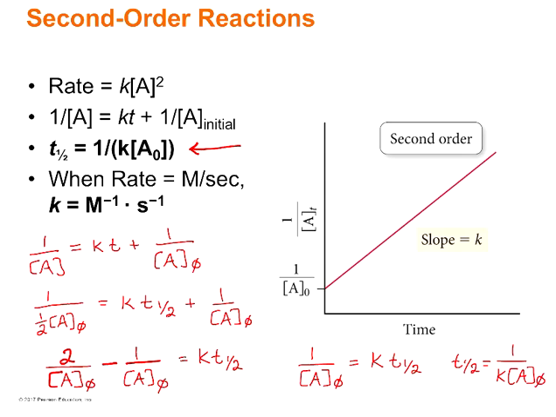Now, you'll also notice from the integrated rate law that it is written in the form y equals mx plus b. So if we plot 1 over the concentration of A versus time, we'll have a positive slope this time. So 1 over the concentration is increasing linearly with time. So for a second order reaction, the slope is equal to the rate constant.